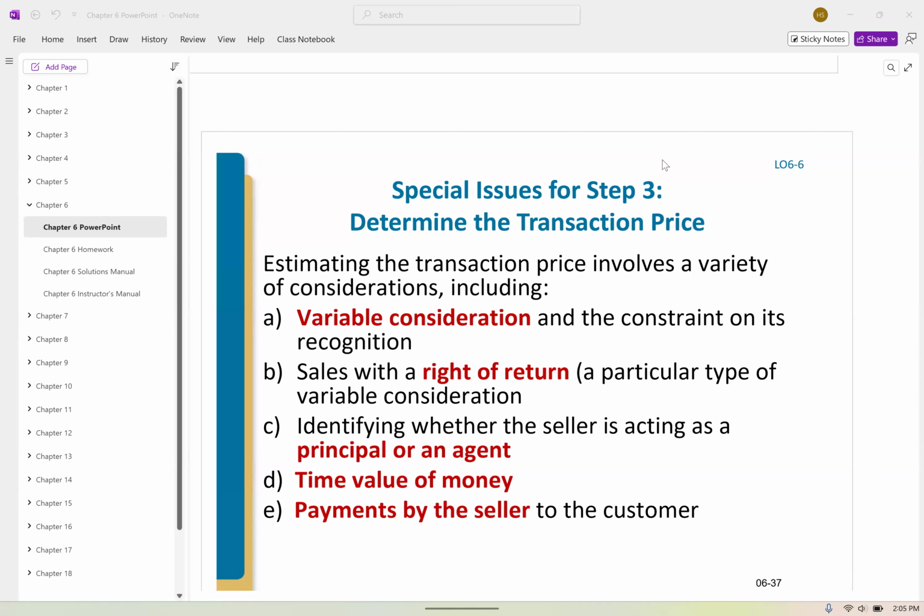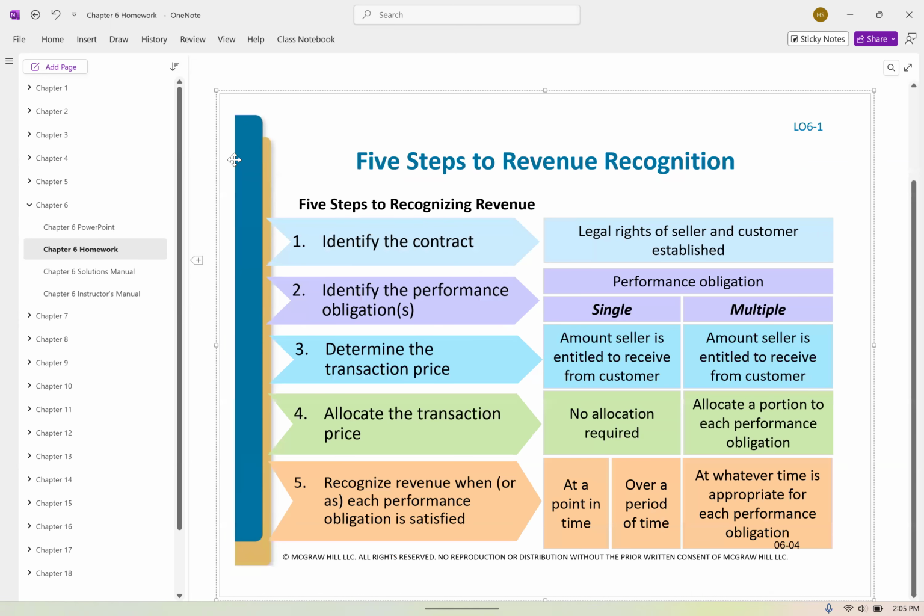All right, we are still on chapter 6, and we are talking about some special issues in regards to step 3, determine the transaction price. So just a quick review. Here are our 5 steps. We're right here talking about some special things that go on in that step 3 process.